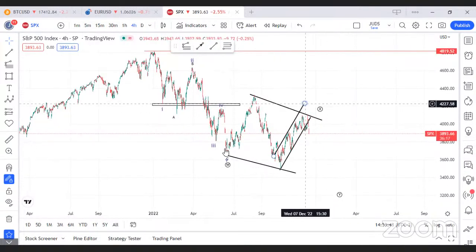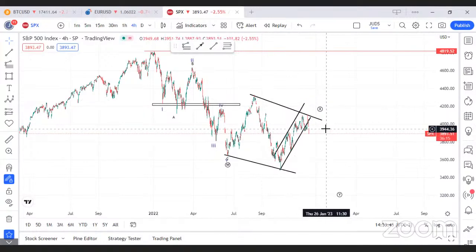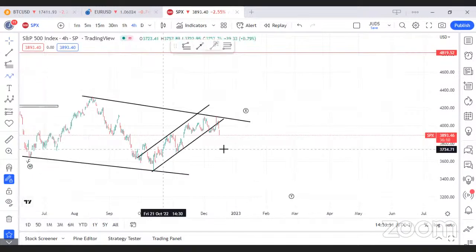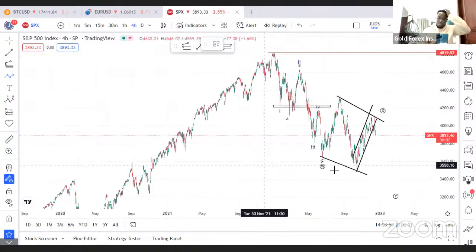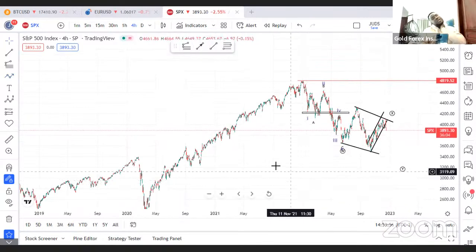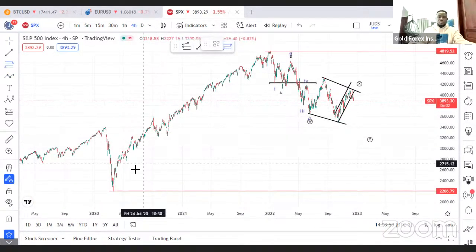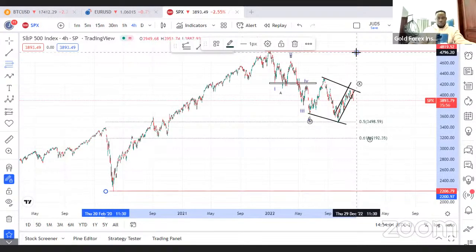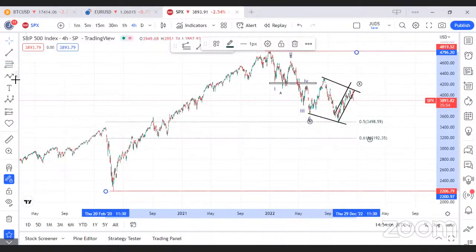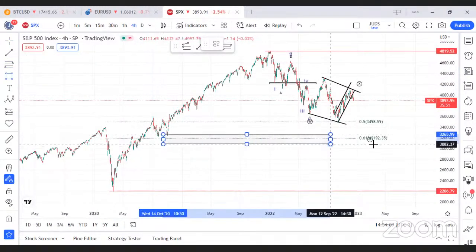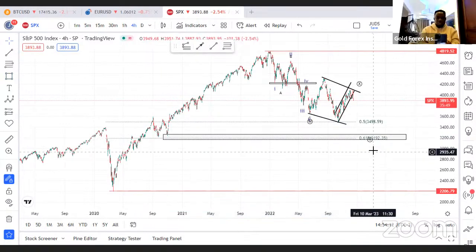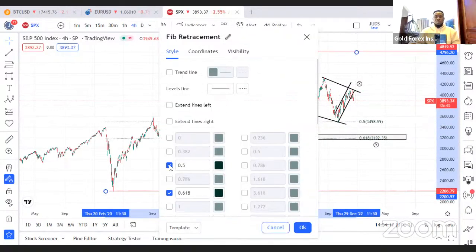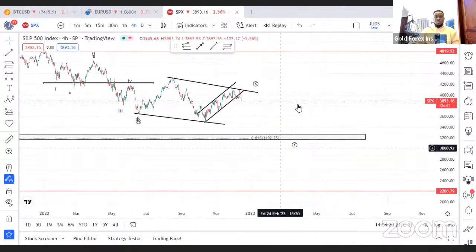So now the major structure we are seeing here is the running flat, which looks very complete. Maybe we are going to the 61.8 Fibonacci of the entire move. So this zone, the 61.8.